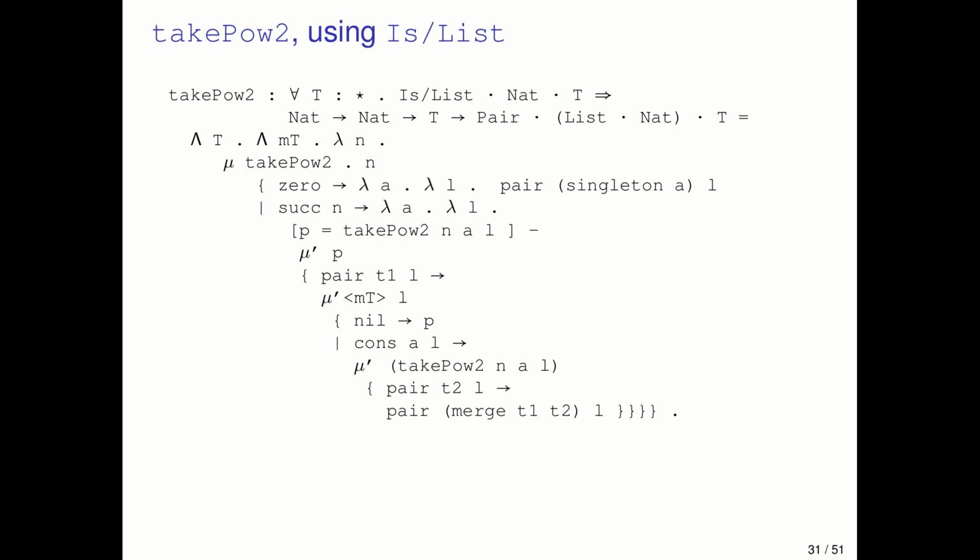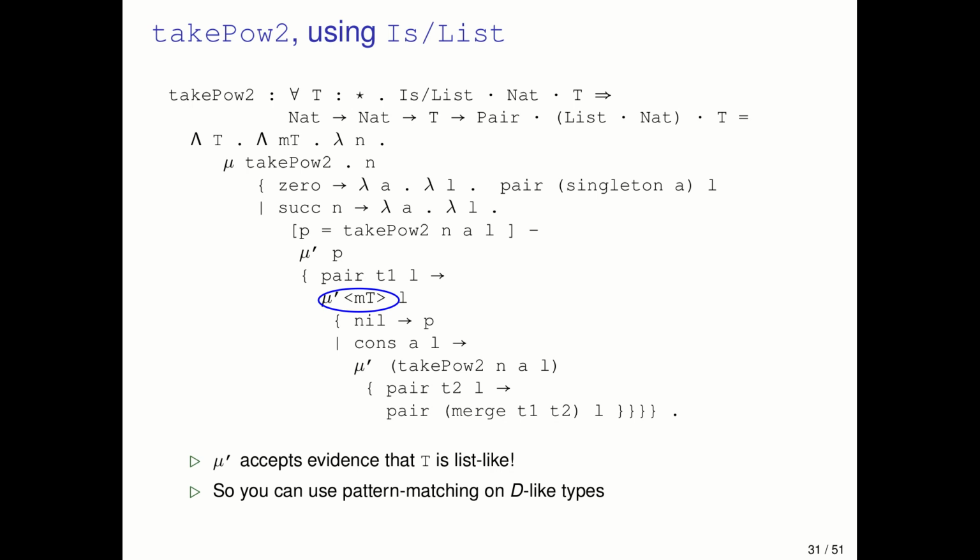Okay, now in this big code snippet here, which again, some Haskell-like notation would make nicer to read, I want to highlight one thing, the cool little idea that my doctoral student had for how to lift this histomorphic encoding to the surface language level. You can do this: mu prime accepts evidence that the type of the thing you're matching on is list-like.